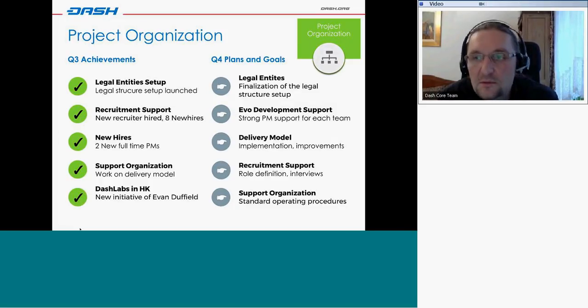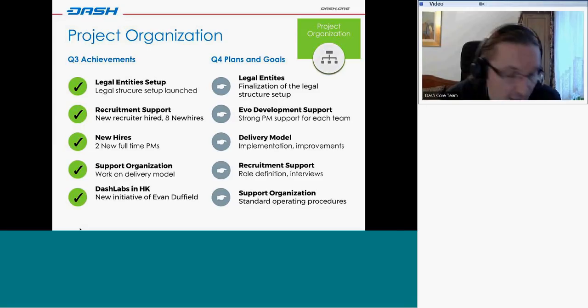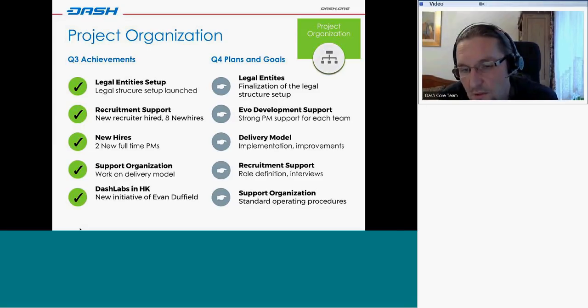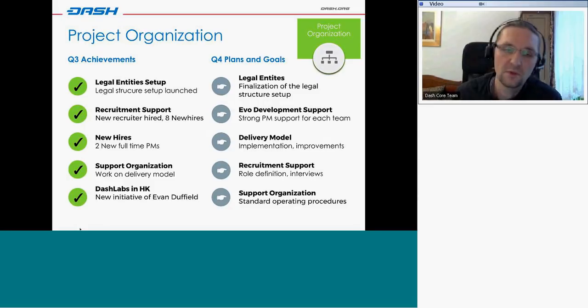And last but not least, we are working on the standard operating procedures for the entire team that should simplify the work of everyone within the team and will give a much clearer picture of the areas of responsibility and how the work should be done within Dashcore Group.